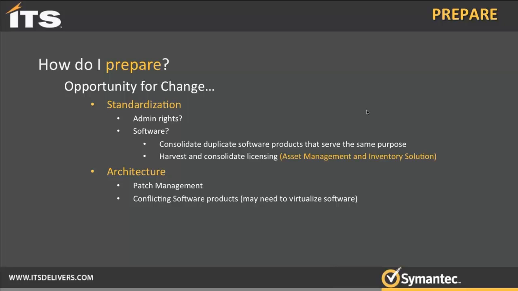Conflicting software products. This kind of goes along with standardization, but we really want to focus on how we are installing these products. Maybe we have multiple products that require multiple versions of Java. Well, we may need to virtualize those applications. We can do so with Symantec's workspace virtualization, installing those layers to the endpoints rather than having to mess with multiple complex software being delivered to the endpoints themselves. So, great opportunity for making changes in your environment.